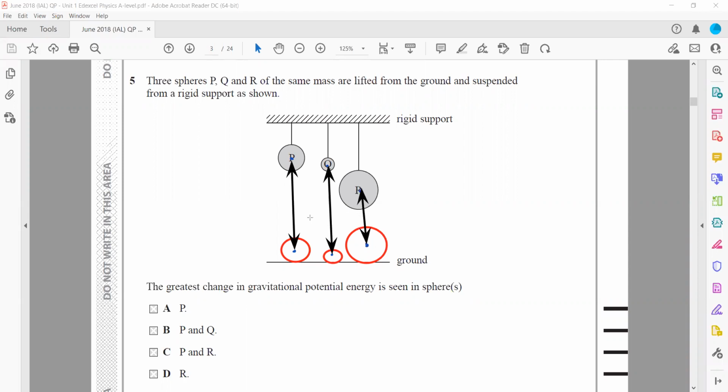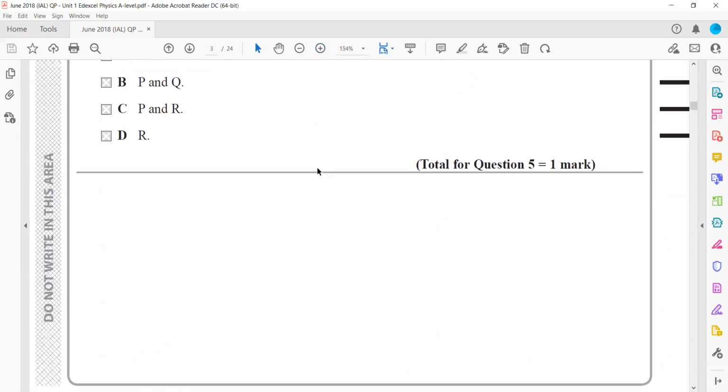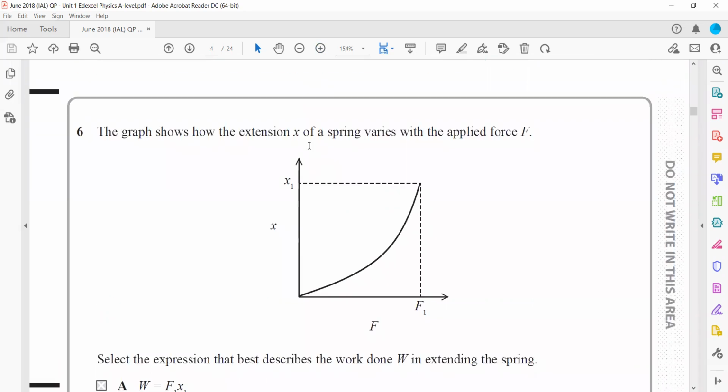You can clearly see, when we measure the length, that the distance moved by P and the distance moved by Q is the same, but for R it is a shorter distance. So the greatest gravitational potential energy is for P and Q. So B is the right answer. Whenever we calculate gravitational potential energy, we always measure the distance from the center. And the one which shows a greater change in height will have a greater gravitational potential energy.